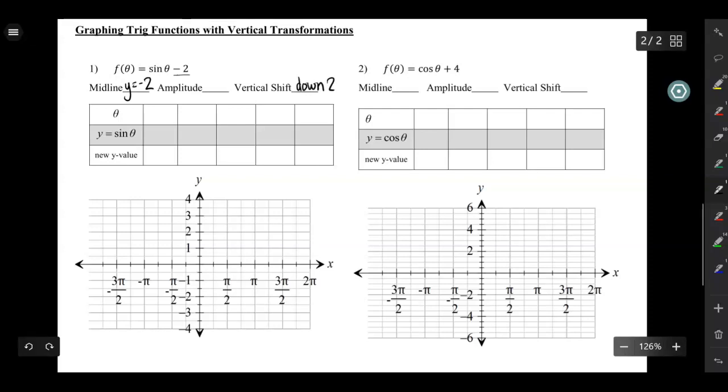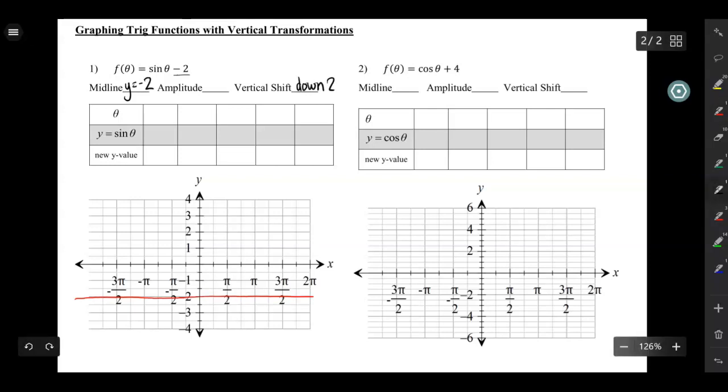I'm actually going to come down and, with a solid line, draw in the midline. So this red line is the midline. When I finish my graph, this red line should chop my graph in half.